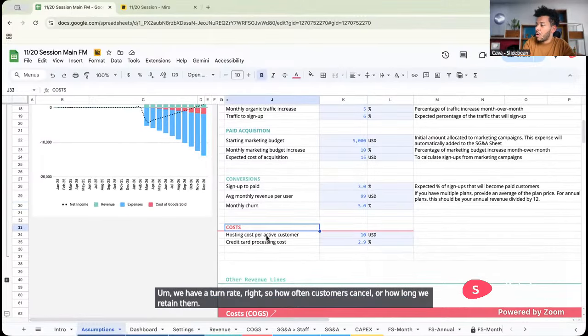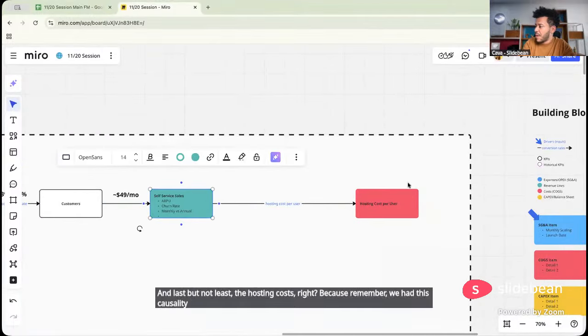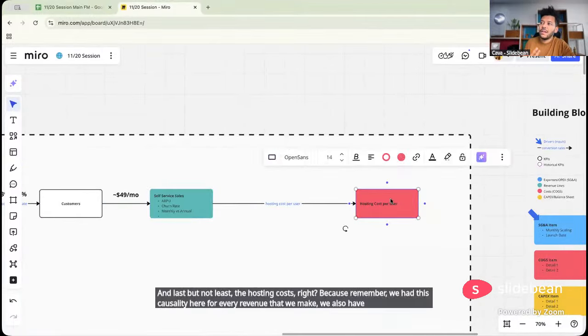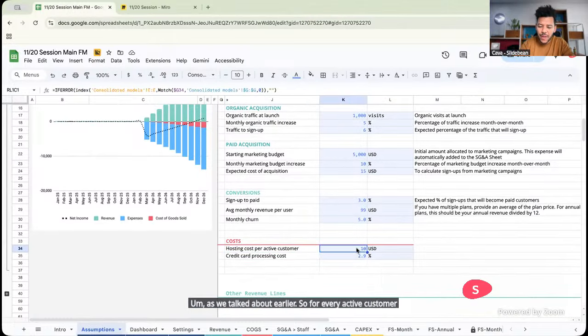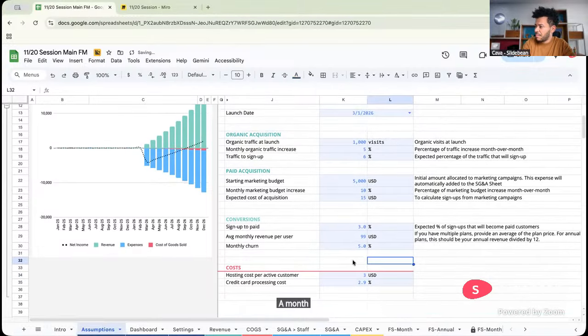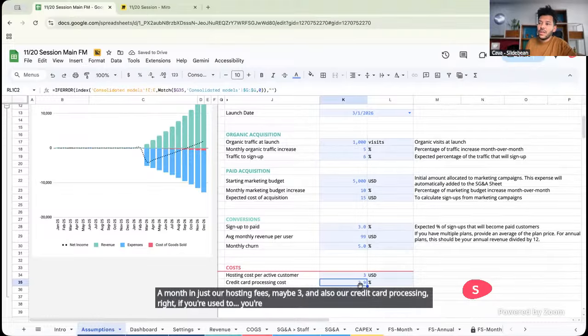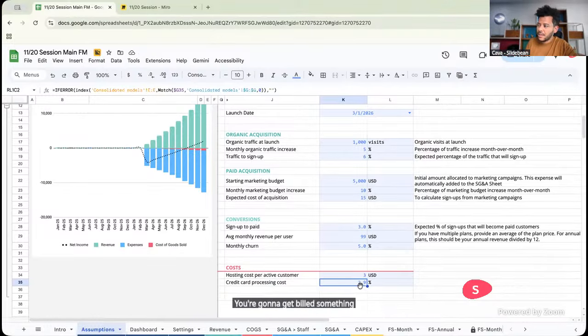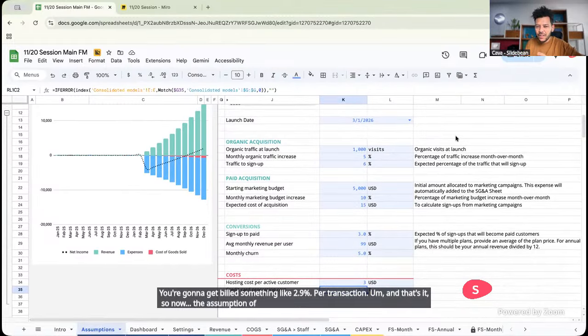And last but not least, the hosting costs, right? Because remember that we had this causality here. For every revenue that we make, we also have to deal with the hosting costs, as we talked about earlier. So for every active customer, we're probably going to spend not too much, maybe a couple of dollars a month in just our hosting fees, maybe $3. And also our credit card processing, right? If you're using Stripe, you're going to get billed something like 2.9% per transaction. And that's it.